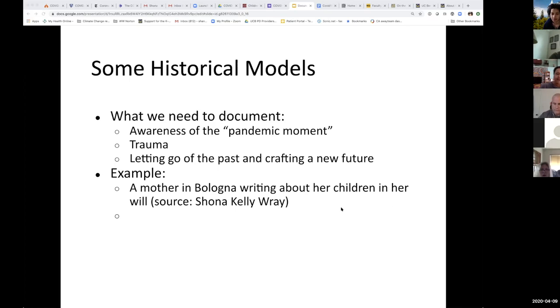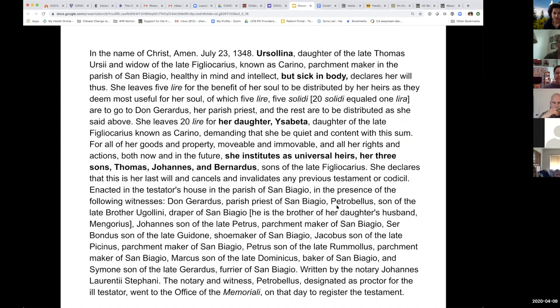So the last thing I want to do is just share with you this one document. It's a document from Bologna, from northern Italy, at the time of the Black Death. And it's in a wonderful little collection, which is available online already for free, put together by Shona Kelly Ray, who was in fact one of my colleagues. She died a few years ago and left behind, unfortunately, her own young children. Anyway, she put together this collection of materials. Next slide, please. And I've just quoted, oh, there it is, okay.